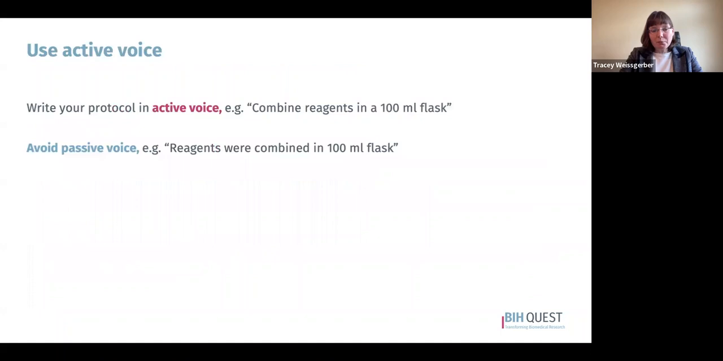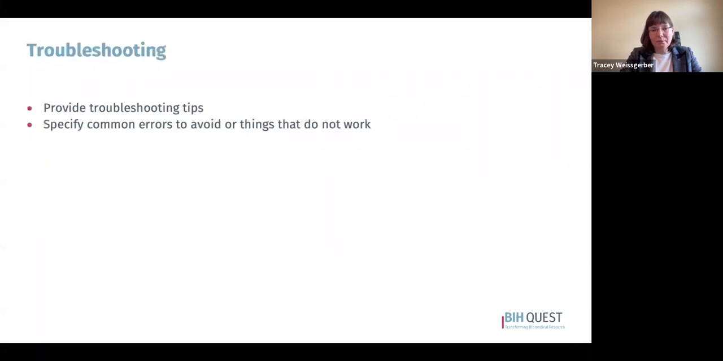I mentioned that it's important to use active voice when writing your protocol. So what does this mean? When we're writing our protocol in active voice, we give clear instructions. So for example, we might say combine reagents in a 100 milliliter flask, instead of using the passive voice where we would say reagents were combined in a 100 milliliter flask. Again, we're directing the user of the protocol on how to do something. And so we want to do that in an active voice.